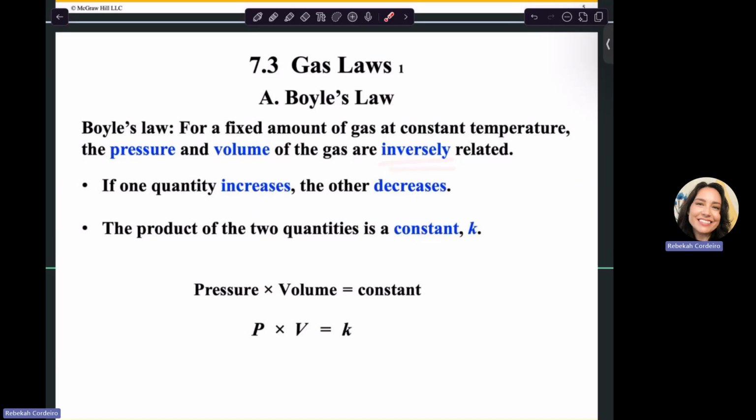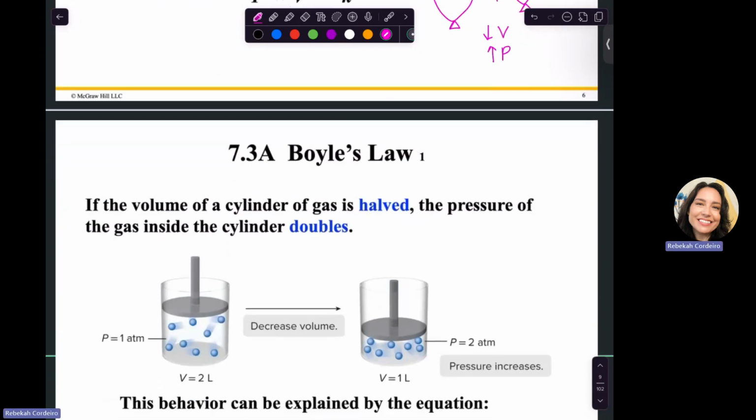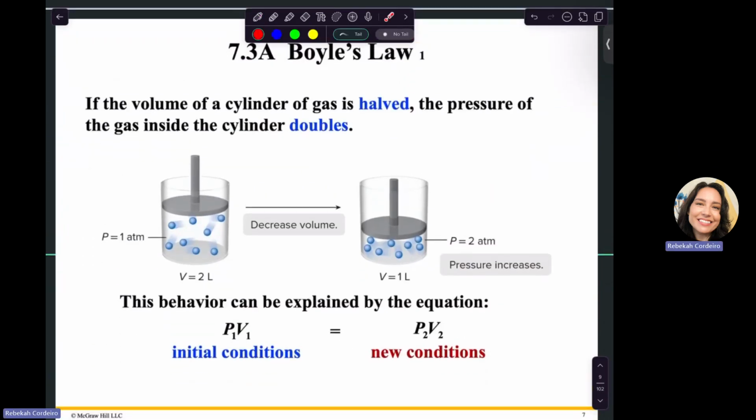If you think about a balloon, you already know this. If I have a balloon and I think about squishing it down, the pressure inside the balloon is going to be greater when it's squished. So decrease volume, we're going to increase pressure. See how it's inversely related. P is for pressure, V is for volume here. Think about a cylinder with a piston pressing down. If we compress the gas, we increase the pressure. So if the volume is smaller, the pressure goes up.